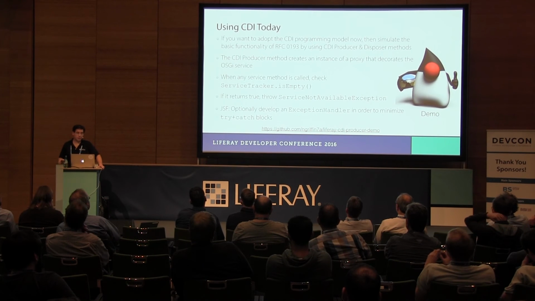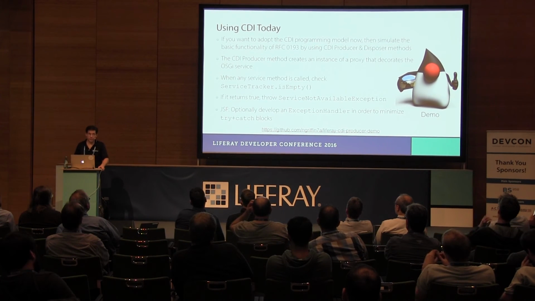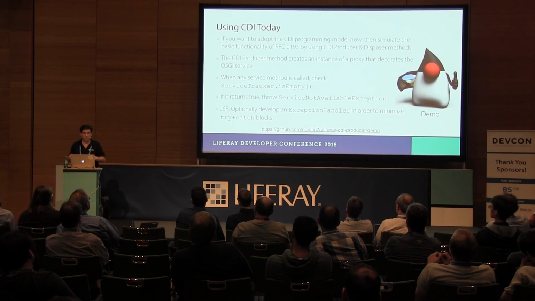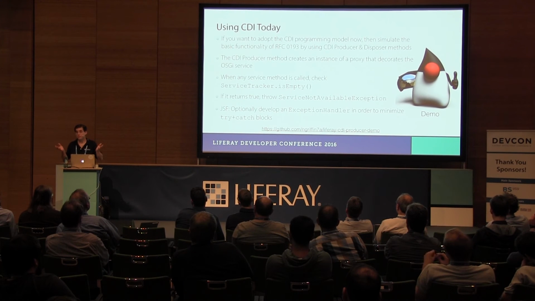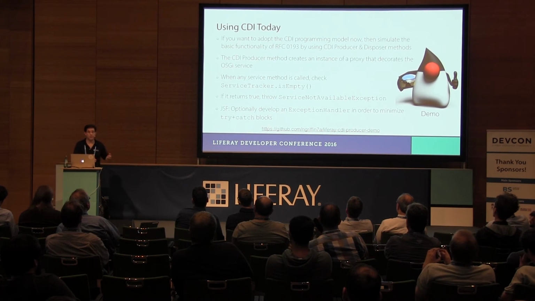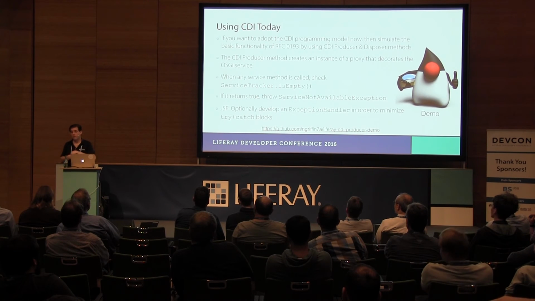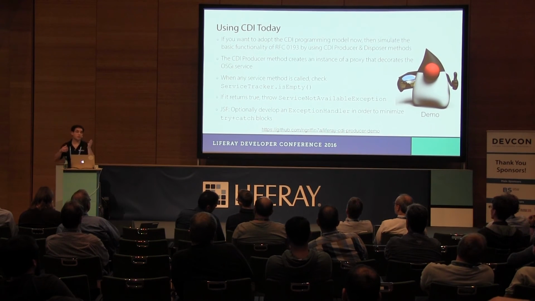The producer is going to create an instance proxy of whatever your service is. Whenever you call any method on there, it's going to check a service tracker to see whether or not the service is really there. If it's there, then it will proceed and call the method. Otherwise, it will throw an exception. Now, that would mean you'd have to have a try-catch block around your calls. And if you don't want to do that, perhaps if you're using JSF, maybe you'll create an exception handler so you can move all that logic up into an exception handler, something like that.